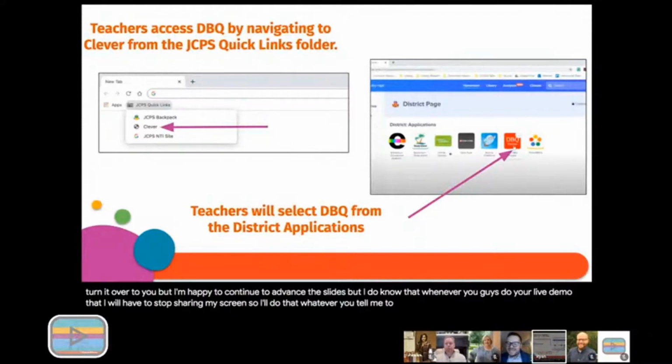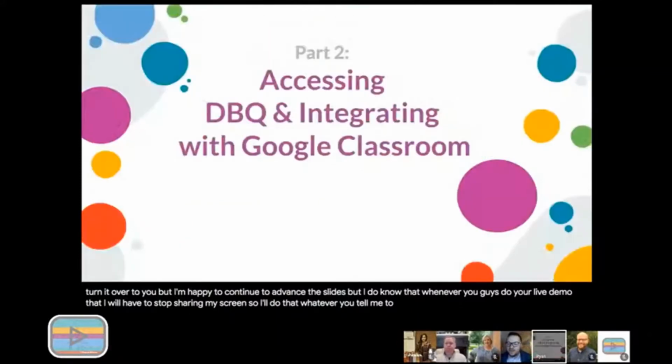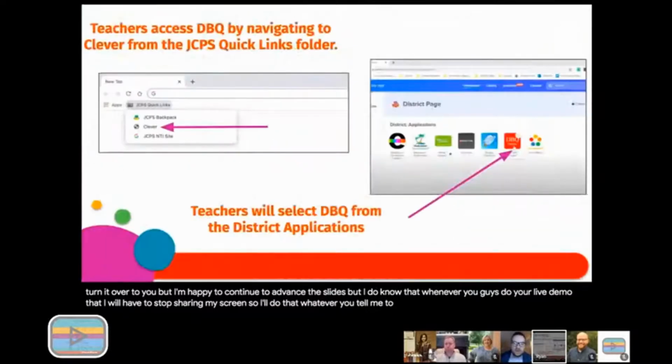Yeah, we can go back a slide, Ryan. So you might have a question. How do I get to DBQ? And Amali's going to talk more about this a little bit later, but just to give you a taste, if you could go to the next slide, Ryan, you're going to access DBQ by going to Clever. You've got so many resources in Clever, and DBQ is one of them. When you click on that JCPS Quick Links, it's going to take you to that Clever dropdown, and you're going to click on the district page. You will see a red tile with DBQ. You select that from district applications.